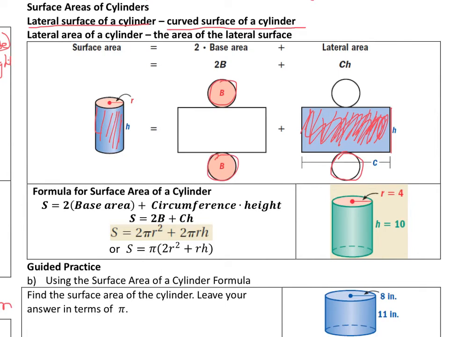So let's take a look at the formula here. Surface area equals twice the base area plus circumference times height. So surface area equals 2 pi r squared, because we have 2 of these circles, plus the circumference 2 pi r times the height. Or you can simplify as surface area equals pi times (2r squared plus rh). Up to you. But I usually use this one because it's easier for me to remember it that way.